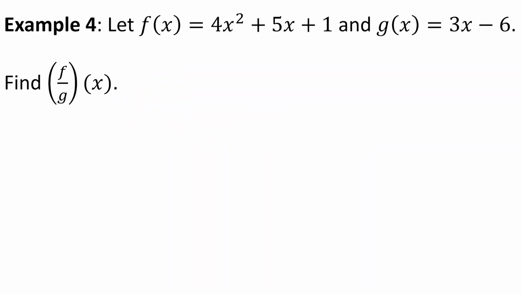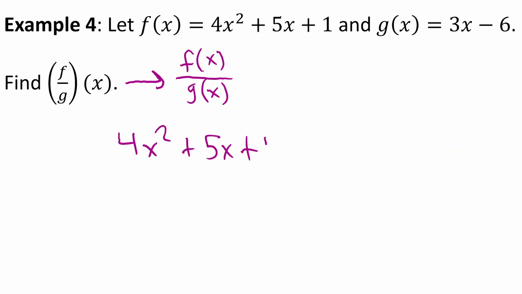In our last example, we'll let f of x equal 4x squared plus 5x plus 1, and g of x equal 3x minus 6. So this is going to be f of x over g of x. Essentially, it's the easiest of the four in my opinion, so I would just do top over bottom. So 4x squared plus 5x plus 1 all over 3x minus 6.